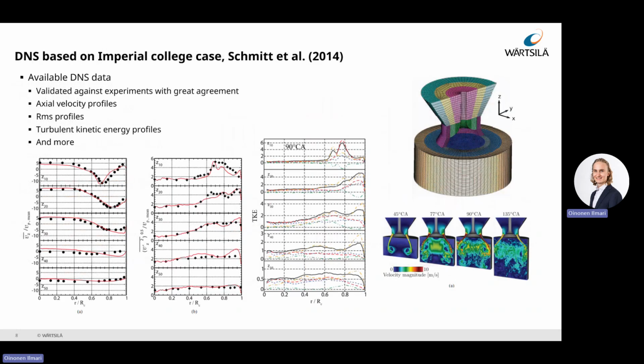Another reference for this thesis is the DNS by Schmidt et al. It is based on the previous experimental engine. In DNS, all turbulent fluctuations of fluid flow are resolved, which takes a lot of computational resources. The DNS is able to replicate the flow phenomena from the experiment very well. The report provides a plethora of data from the simulations, including the corresponding axial velocity and root mean square profiles and turbulent kinetic energy profiles.